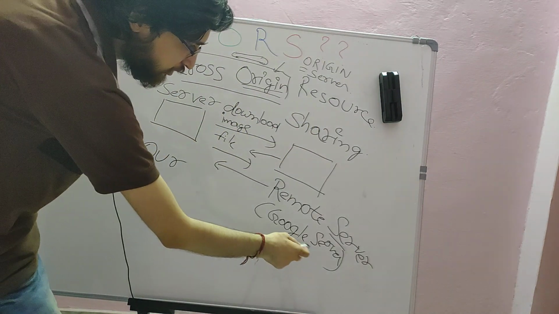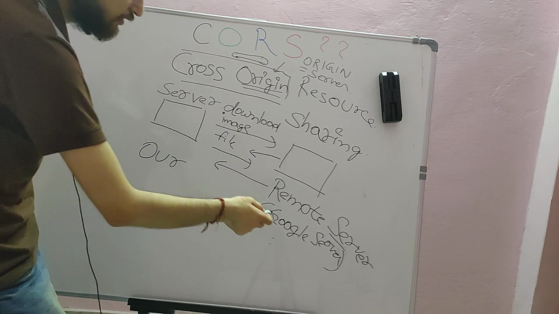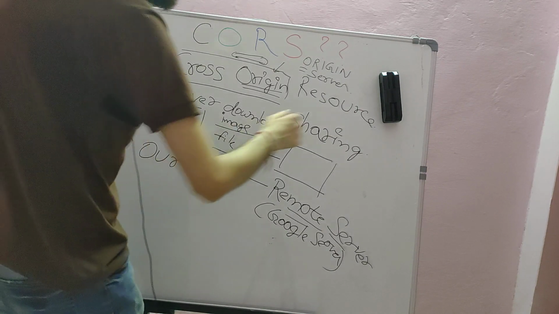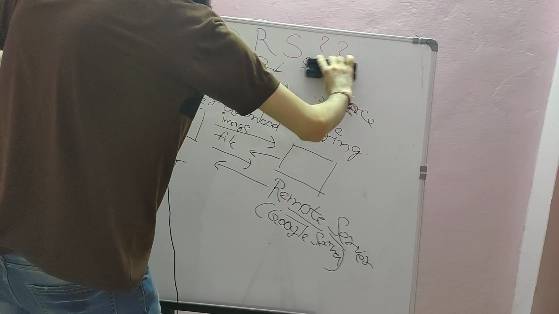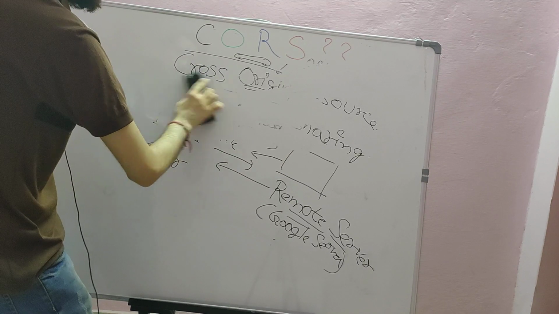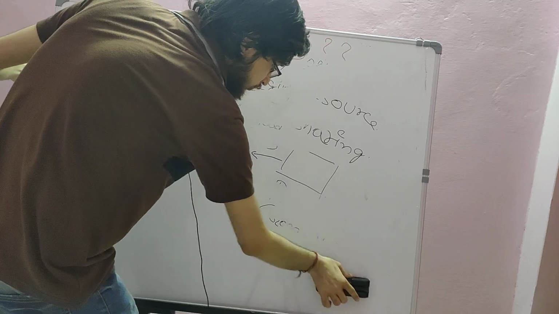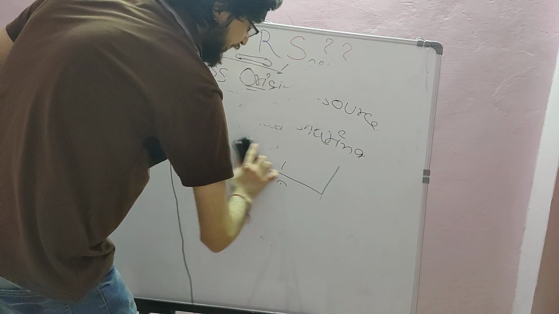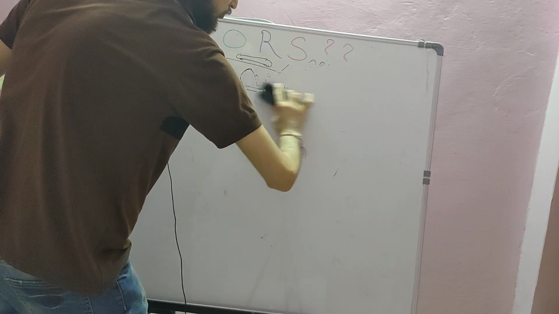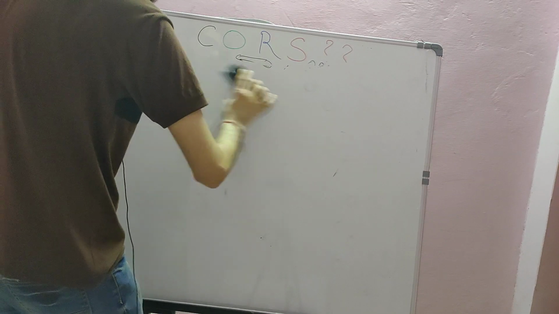Here this Google server doesn't belong to you, so you cannot expect this server to give you this image. Let me remove this and give you a clearer example. Let me show you the user interface of this application, what we are trying to accomplish. Essentially CORS means that you cannot request resources from other servers, from remote servers.